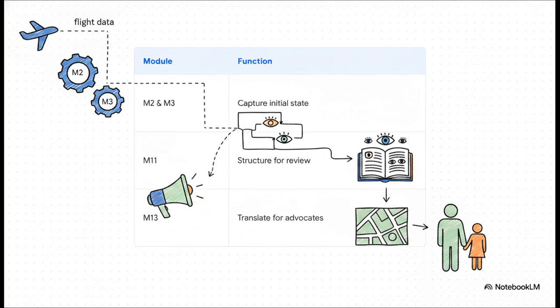And finally, M13 is the ultimate translation layer. It translates the clinical logic specifically for patient advocates and caregivers. This isn't just data processing, guys. It's about giving families a literal map of their loved one's care. It ensures that the family at the bedside isn't just handed a bunch of confusing medical jargon. They're handed a clear, translated map of the reasoning that led to their care plan. It is a profoundly empowering shift.